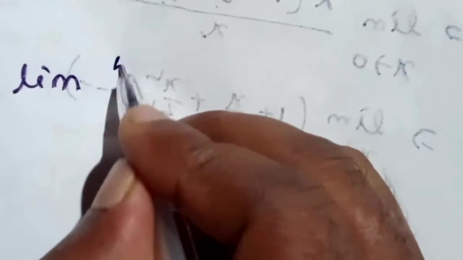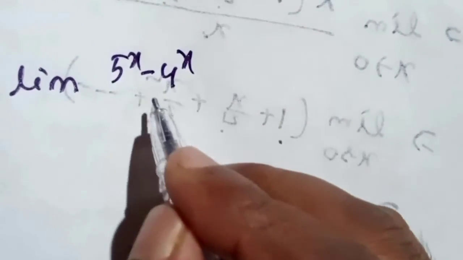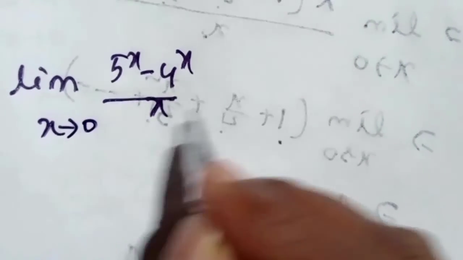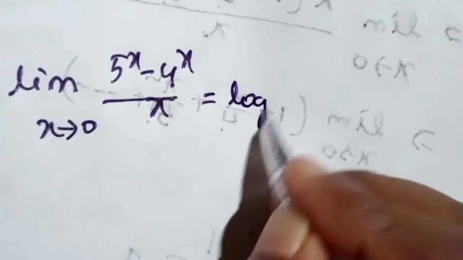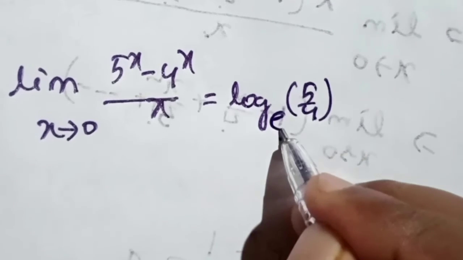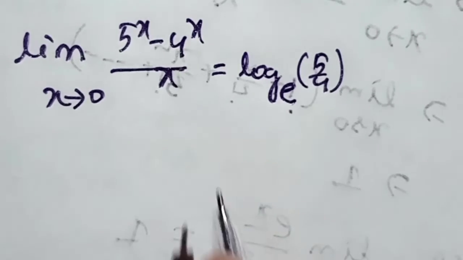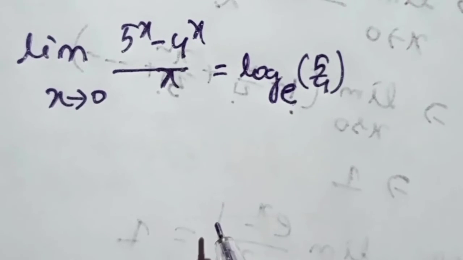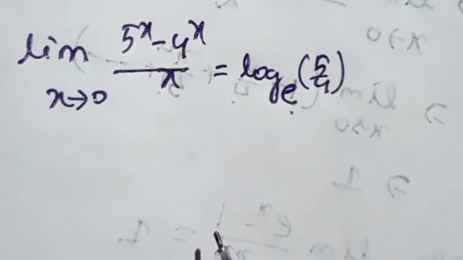So guys, now we are going to solve a real problem, that is limit x tends to 0, (5 power x minus 4 power x) by x. We have to prove that the value of this is log 5 by 4 base e. I want to tell you something: to solve limits is very easy. First of all, you have to remember all these basic limit values. Till now we have solved them.